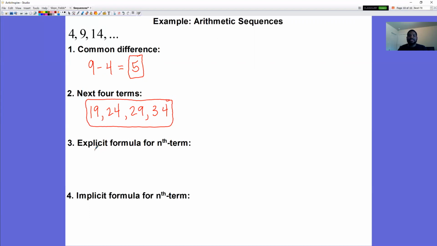Three, we want the explicit formula for the nth term. So remember the explicit form is a_n equals a_1 plus d times n minus 1. And so we need a_1 and d. So our formula is a_n equals 4 plus 5 times n minus 1.